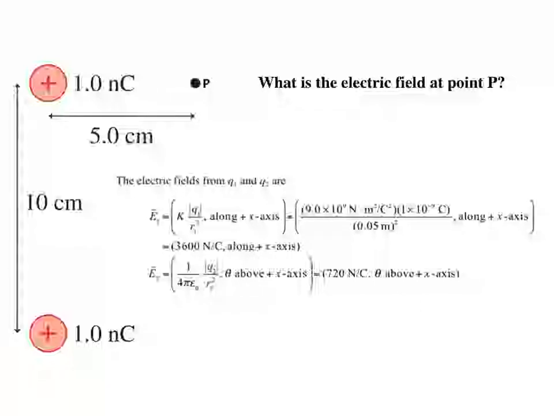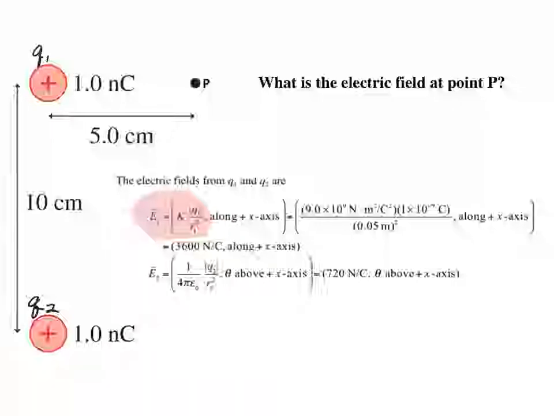And so what you're looking at here is just the definition of the electric field at point P due to the 1 nanocoulomb charge, at least in the x direction. This means we're calling this charge 1, and we're calling this charge 2. Okay, I didn't put that on the diagram.